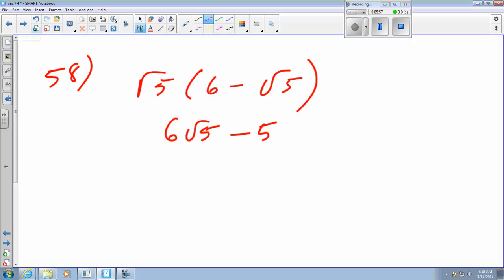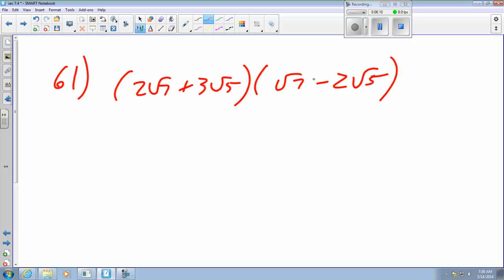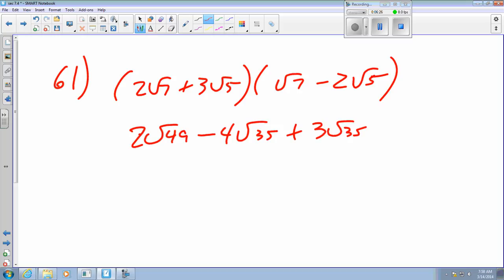61. I have 2 square roots of 7 plus 3 square roots of 5 times the square root of 7 minus 2 square roots of 5. If I FOIL this out, I get 2 square roots of 49. Square root of 7 times square root of 7 is square root of 49. Outside times outside gives me negative 4 square root of 35. Inside times inside gives me 3 square roots of 35. And last times last gives me negative 6 square root of 25.